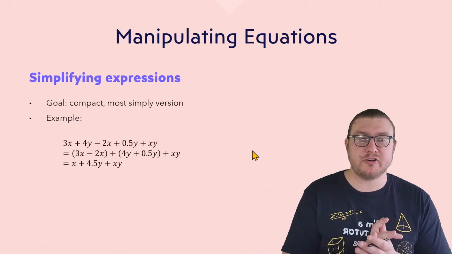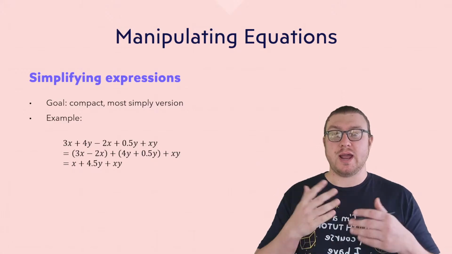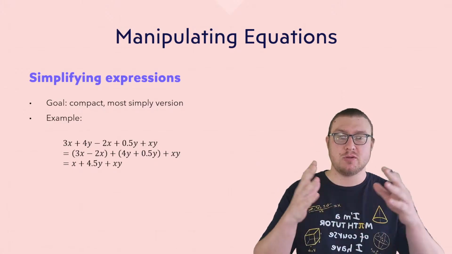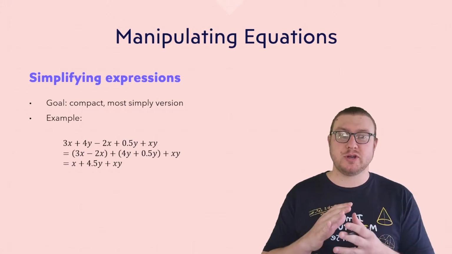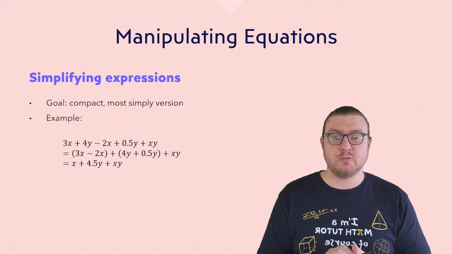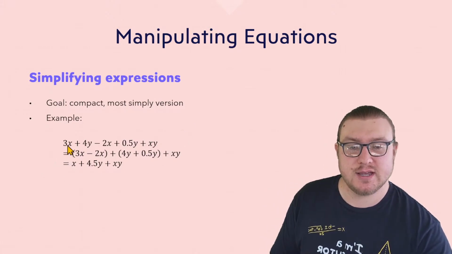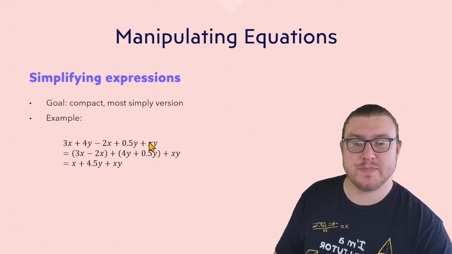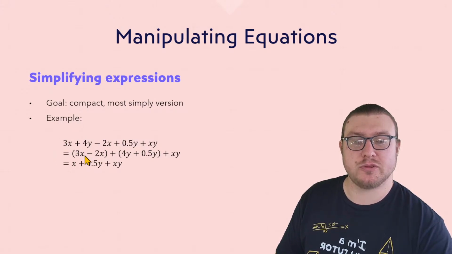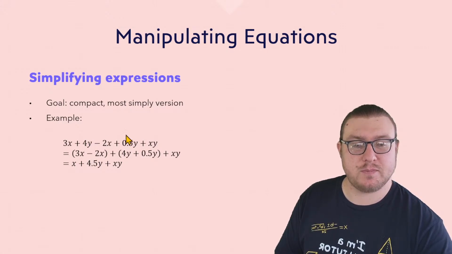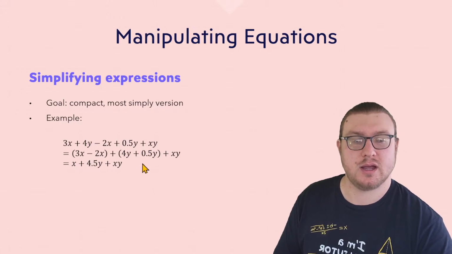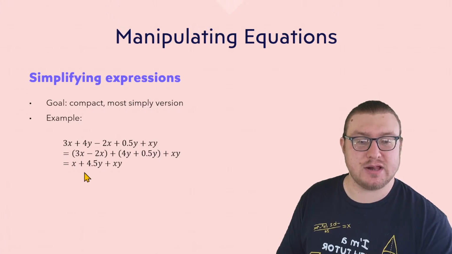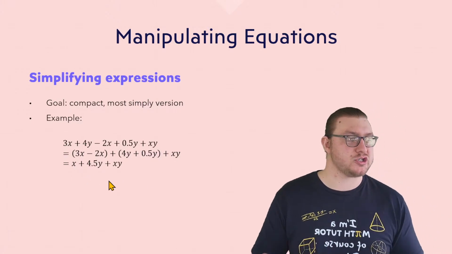When it comes to simplifying, our goal is to make sure that the terms we have are as compact as possible, put together as much as possible. Here we can see we've got 3x plus 4y minus 2x plus 0.5y plus xy. Again, everything is added. So we recognize that 3x and minus 2x are like terms, so we can put those two together. 4y and plus 0.5y are also like terms, and xy is by itself. So this is the fully simplified expression.